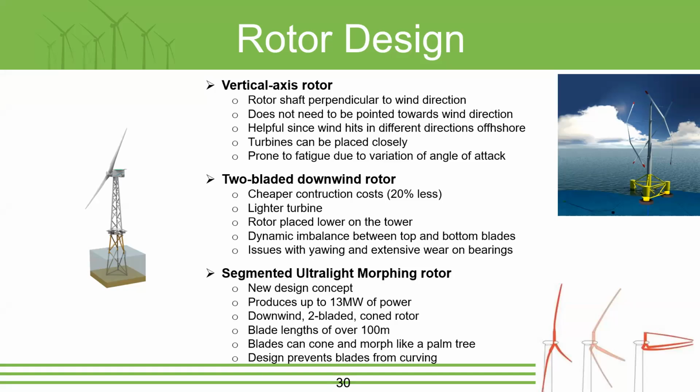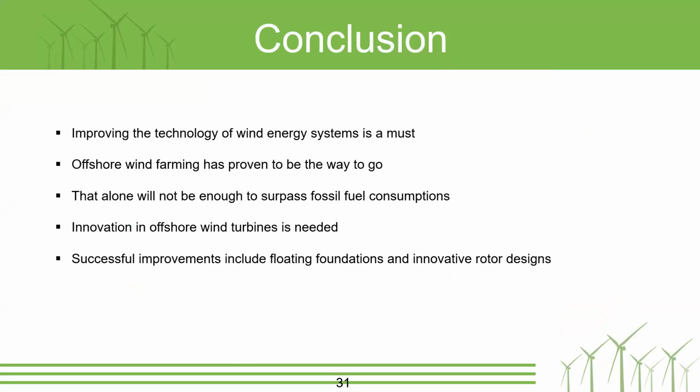And the outcome of this is the alignment of the wind with the blades that are allowed to bend away from the tower. This design also prevents the blades from curving when we are operating at high wind speeds. Okay, by that, we have talked about the future of wind energy and how we can improve offshore wind farming.